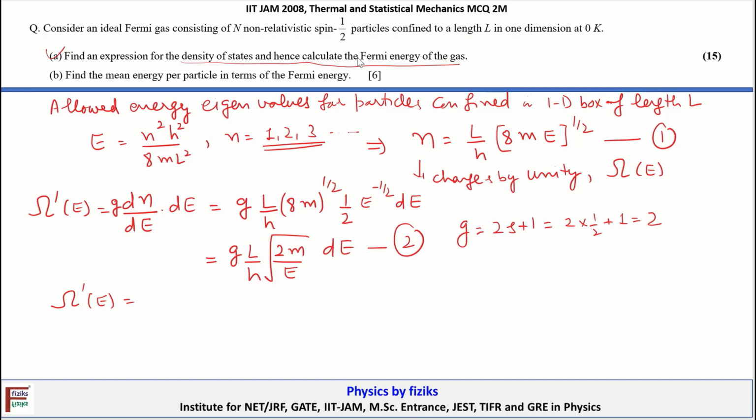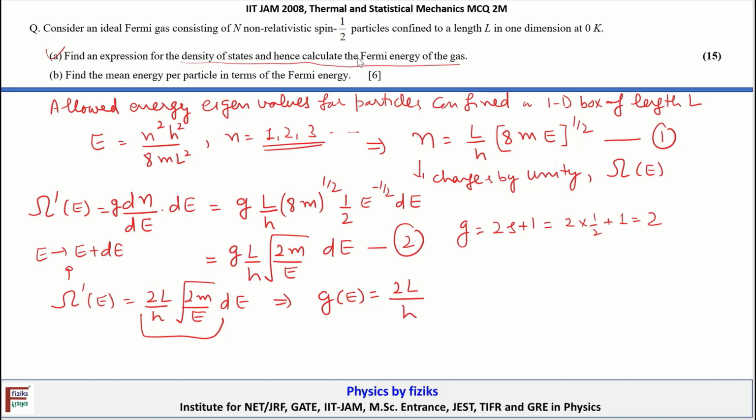Therefore omega dash E, the energy states in the range from E to E plus dE, is equal to 2L by h into root of 2m by E multiplied by dE. So this implies g(E), the density of states, is simply this value. Density of states is equal to 2L by h multiplied by (2m by E) power 1 by 2. Okay, that gives us the density of states.